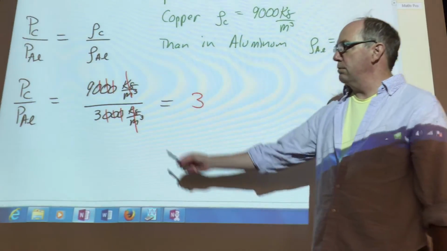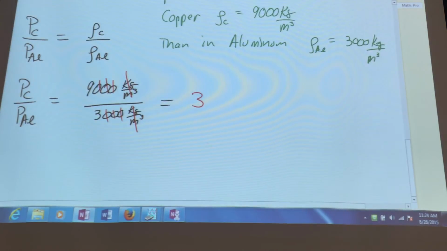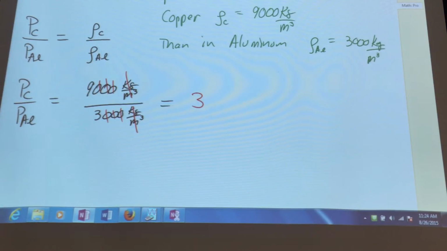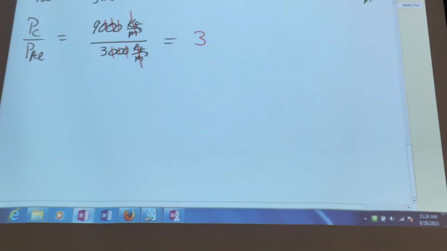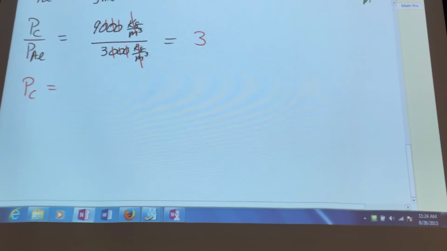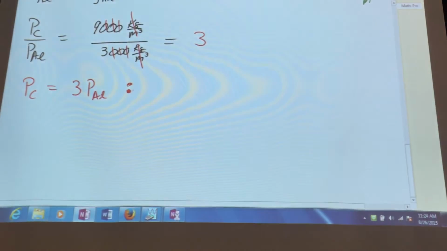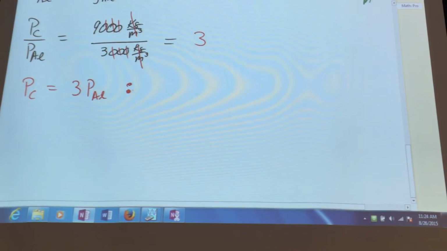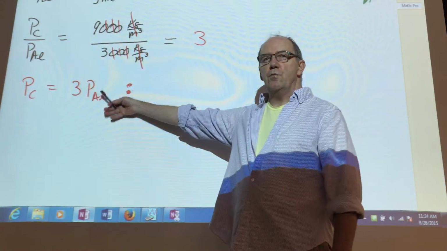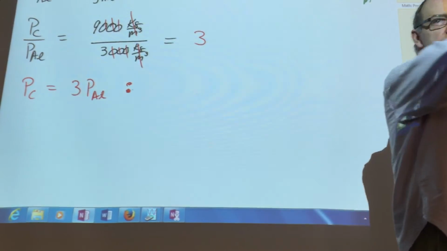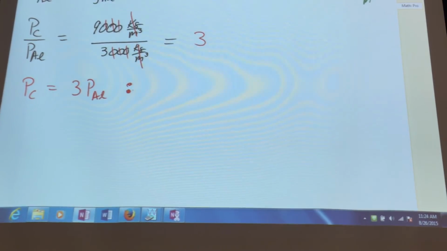One more step, actually 2 more steps. We're going to rearrange our characters here a little bit. And we're going to say that P copper is equal to 3 times P aluminum. This is actually our answer, but we need to put our answer into words. And what are the words for that answer? These are the symbols. This is correct. How do you express that in words? 3 to 1.